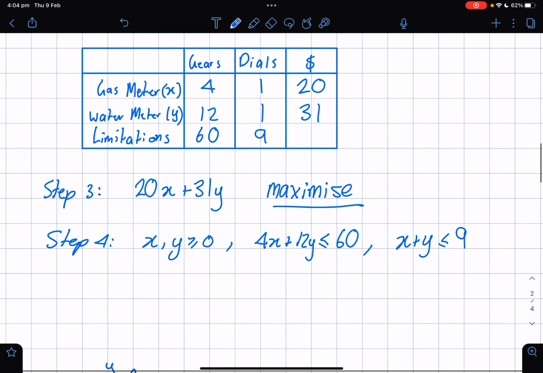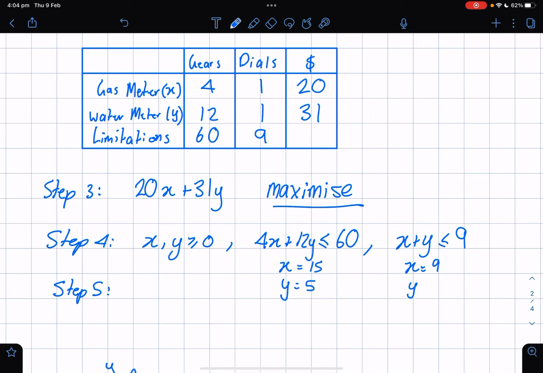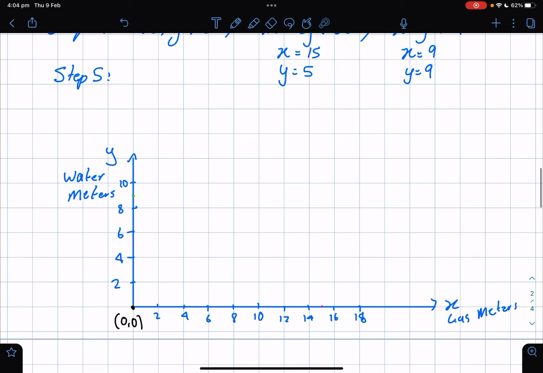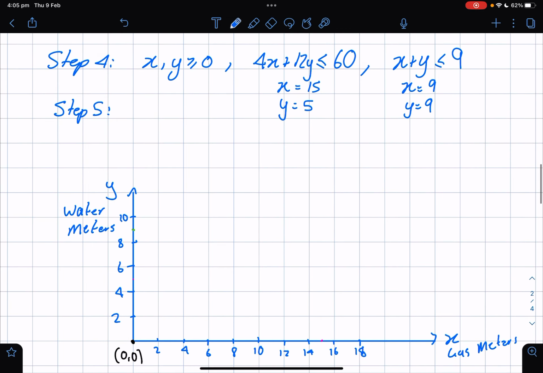All right, step 5. We need to graph this. So what we need for graphing linear equations is an x-intercept and a y-intercept, all right? So for both of these, so for this one, x is equal to 15 and y is equal to 5. So make the other one 0, and here x equals 9 and y also equals 9. All right, so I've gone ahead and sort of put in a scale, okay? Really important that we're adding gas meters and water meters to label our axes, all right? Got our origin here. So let's graph our points here.